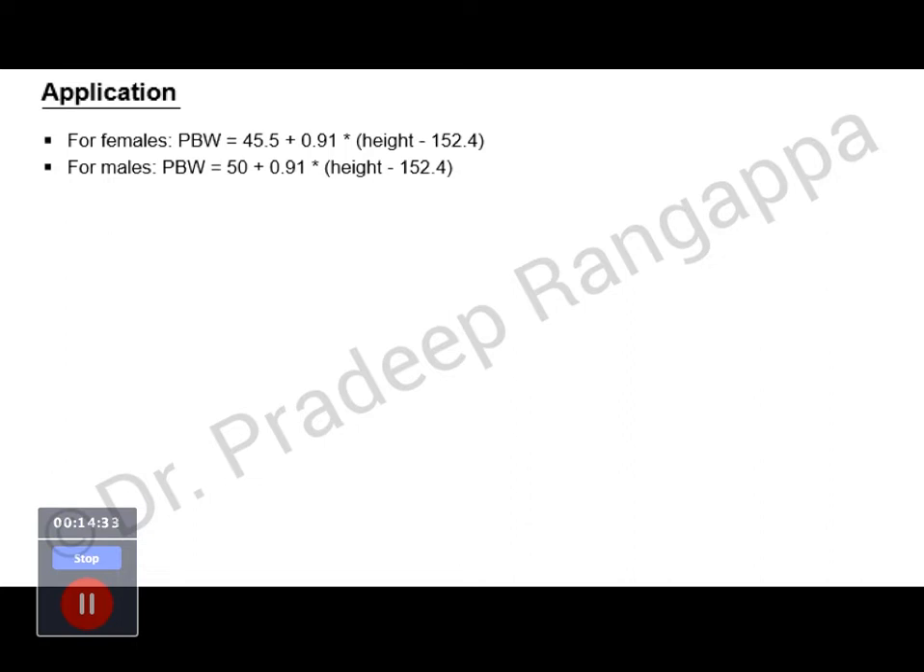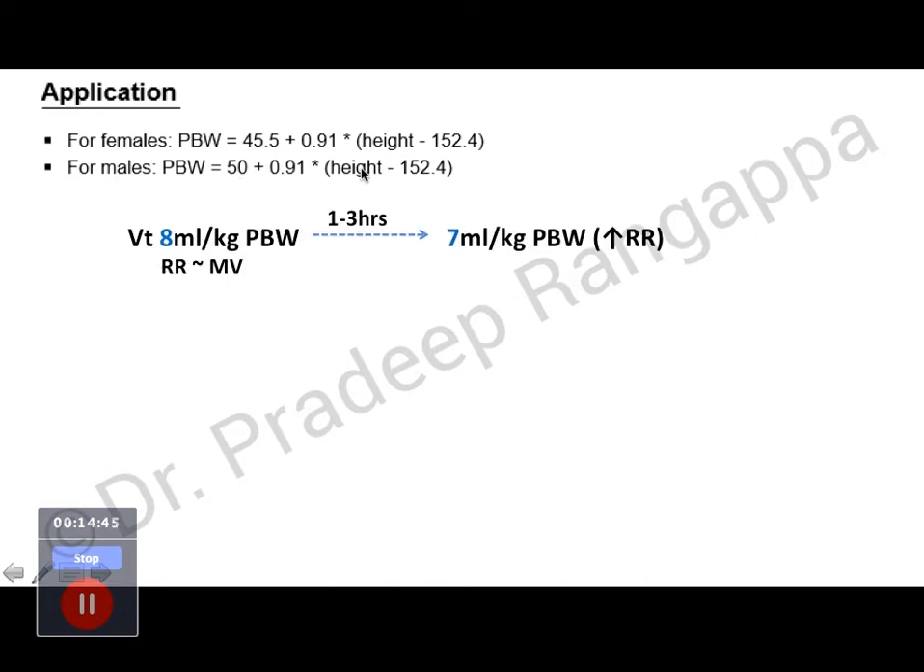For males, the formula is you just add 50 plus 0.9. It remains the same. The only difference is 5 between this constant 45.5 and 50. Otherwise, the rest remains the same. So the first step in applying this, as soon as you have a patient with ARDS who is intubated, the tidal volume you set is 8 ml per kg of predicted body weight.